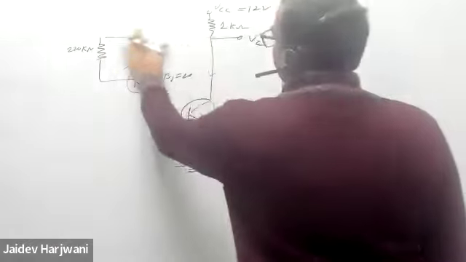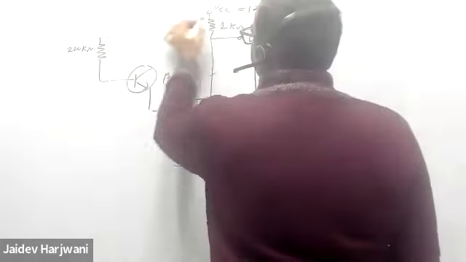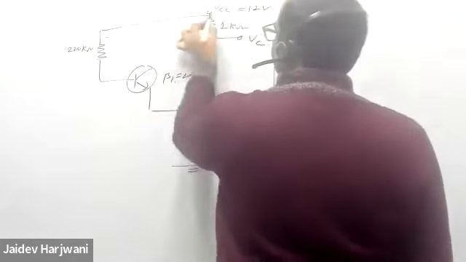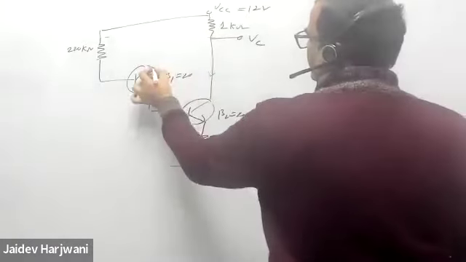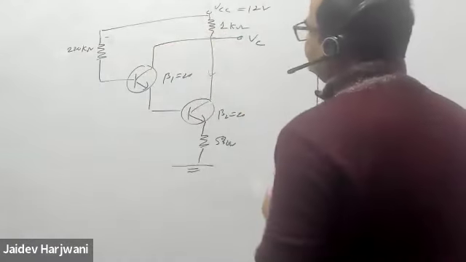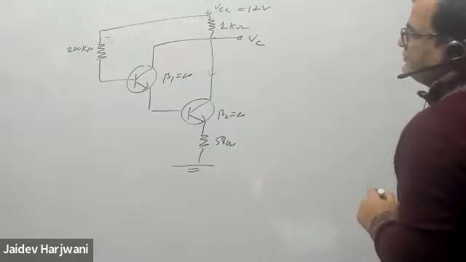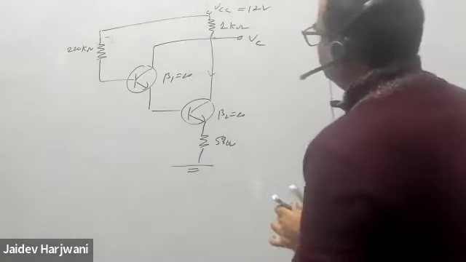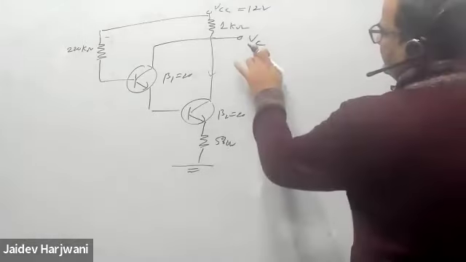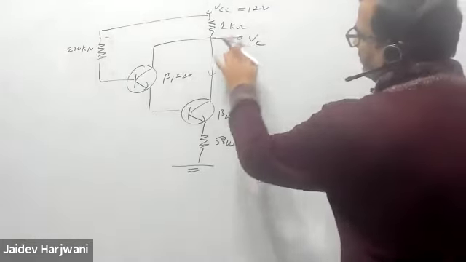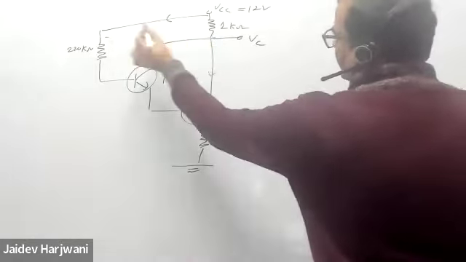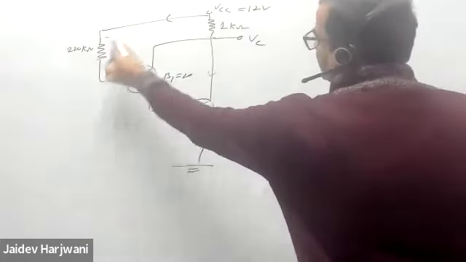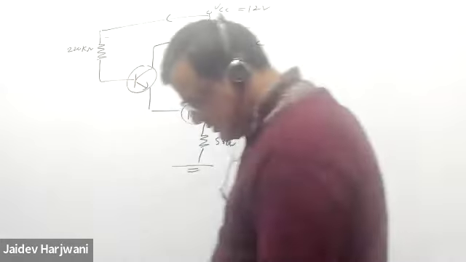Sorry, this circuit is like this. This is connected here. This circuit is connected here. Okay, and this is connected here. Now it's easy to solve. So basically you want this VC, and you know current is going here. This current is going here.